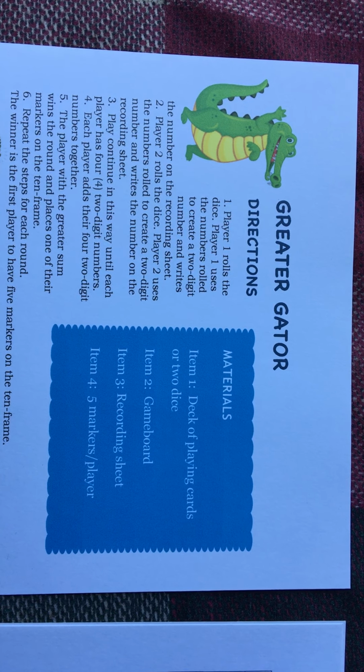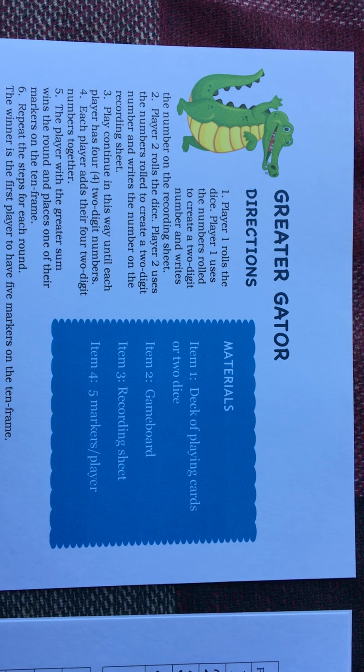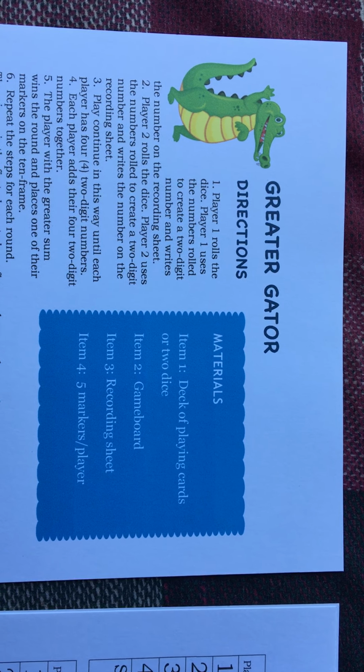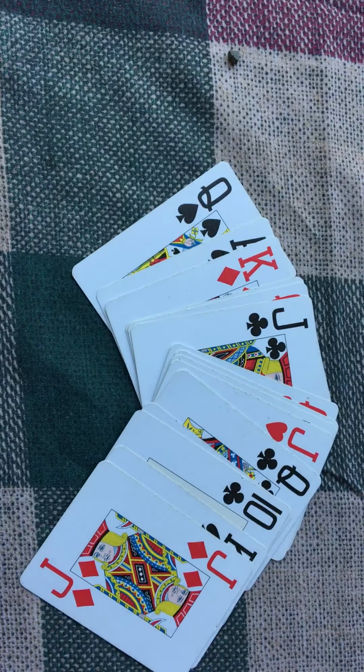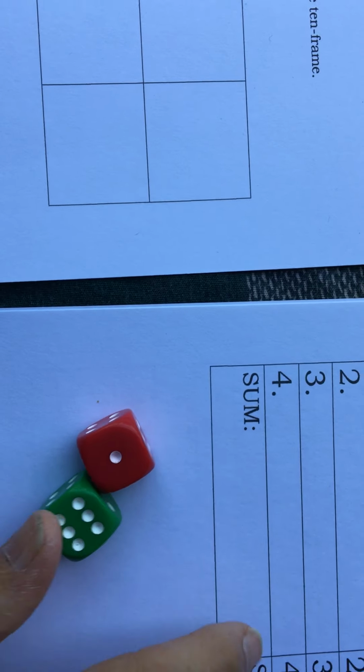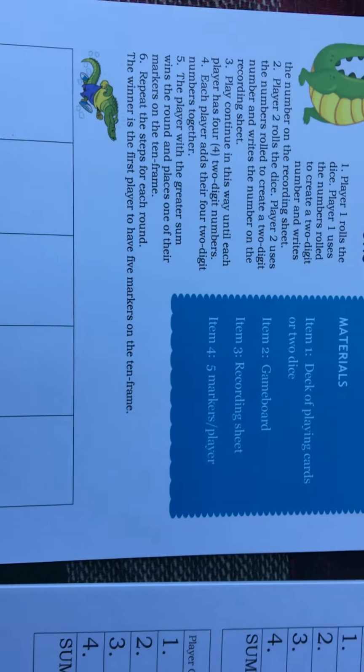So this is a game that's going to work on two-digit by two-digit addition. It's called Greater Gators. You can use a deck of cards with the face cards and the tens taken out, or you can just use dice. You're going to need at least two players to play this game.